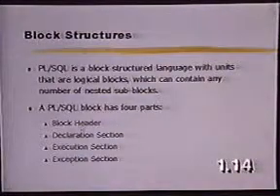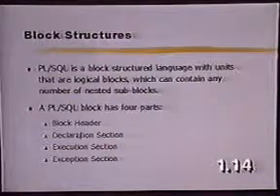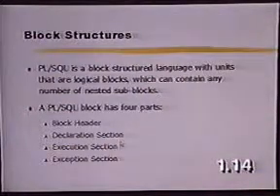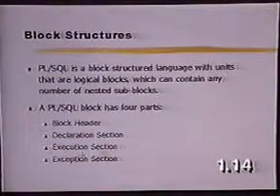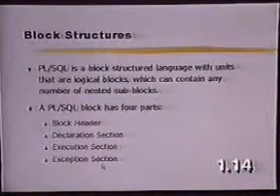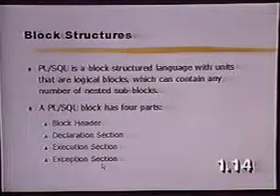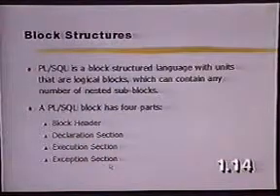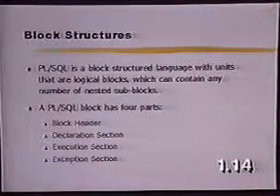We have what we call the header, followed by the declaration section, followed by the part that does the work, which is called the execution section. And finally, the last block, which is the exception section, this is where we trap any errors and do any special handling that we might require.